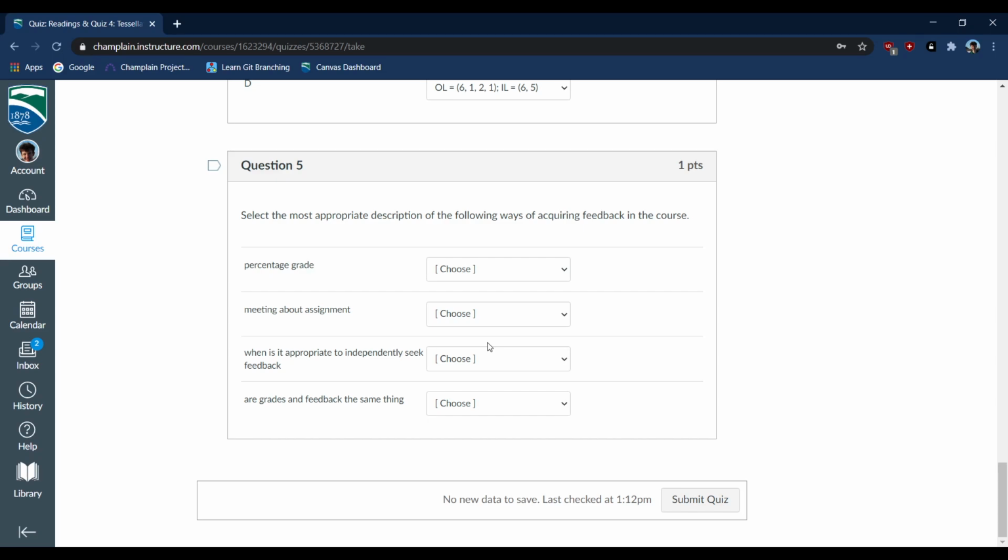Provides qualitative. Grades and feedback are not the same thing. When is it appropriate to independently? It is always appropriate to independently. And that's quantitative. Oh, right. Okay, that makes sense. Okay, excellent. Perfect. There we go. Quantitative is always appropriate.